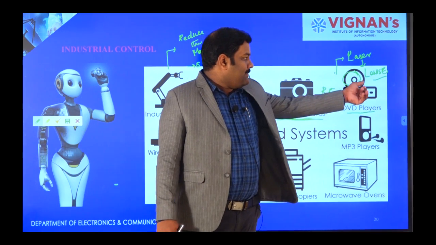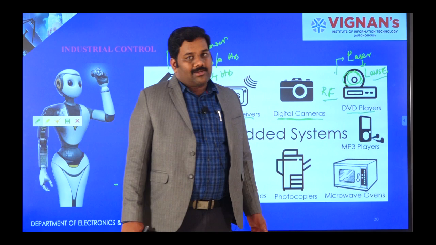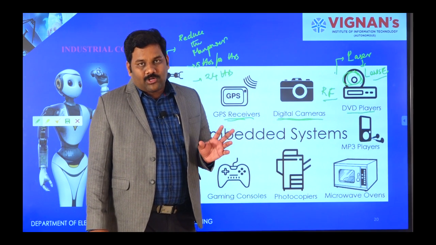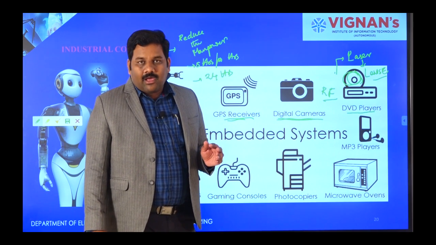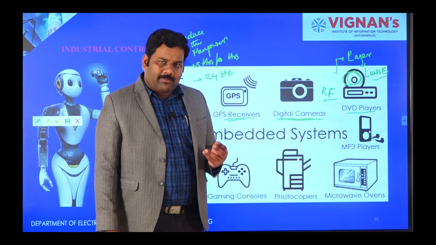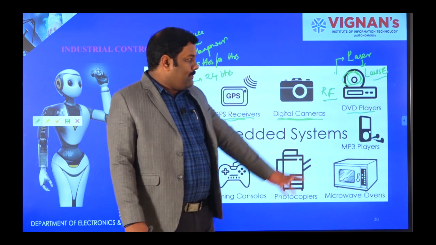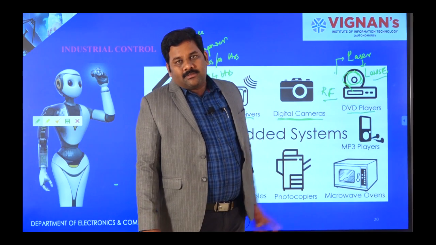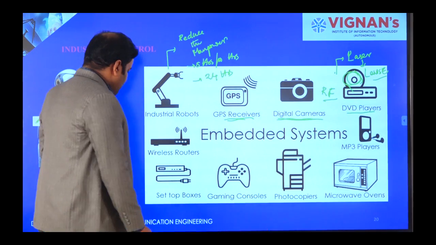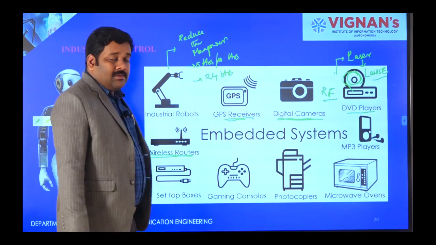So when you need to observe the data contained on this particular CD, whether it may be a photograph, a movie, songs, or a document also, it should be visible in monitors. Next one is wireless routers.